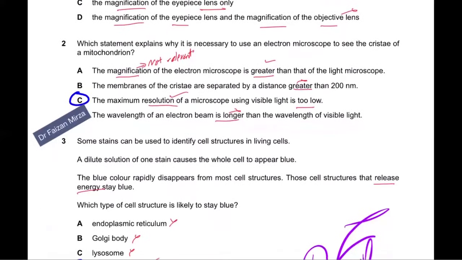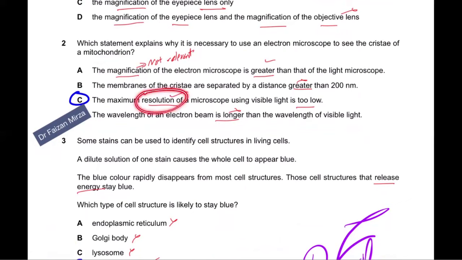Question 2. Which statement explains why it is necessary to use an electron microscope to see the cristae of a mitochondrion? We know the mitochondria and cristae are very tiny structures. So yes, magnification is relevant, but more than magnification, resolution is more relevant here, because resolution allows a much more detailed image to form of structures which are very tiny. The magnification of an electron microscope is greater than that of a light microscope. Yes, the statement is correct, but not relevant for this answer.